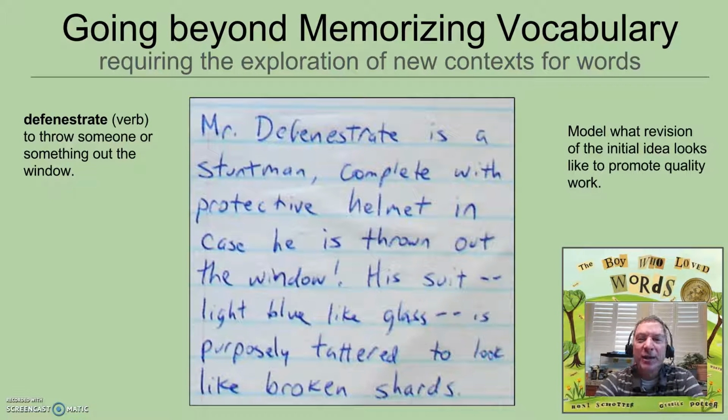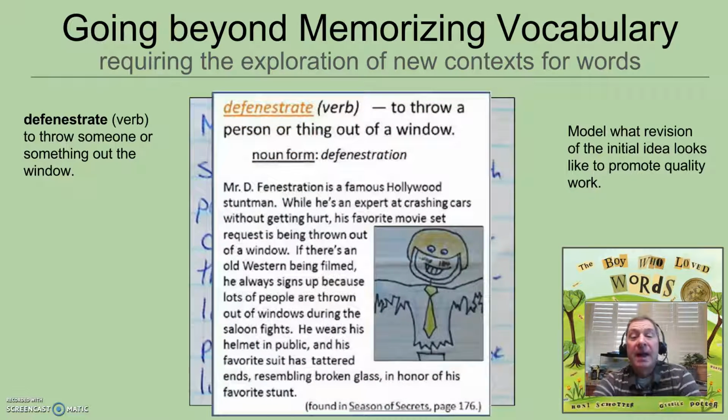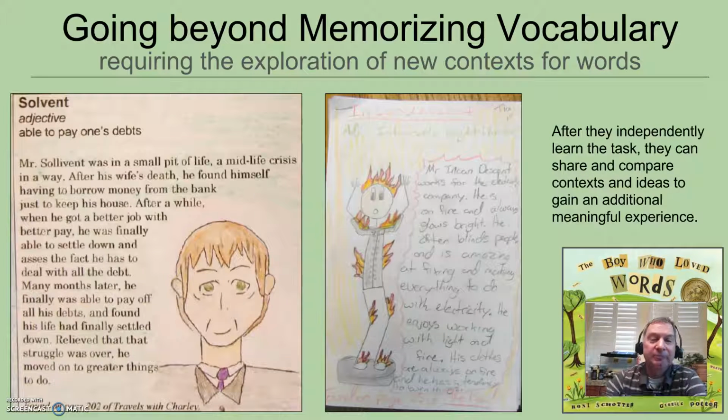I model. Defenestrate is one of my favorite words in English. It means to throw someone or something out the window, and so here's my rough draft of someone named Mr. Defenestrate. Here's my improved draft. You've got to model that if you want revision to happen. Here are some student samples. You can pause and take a look at them to see what students can do. When they're owning these vocabulary words, we do fewer than 10 words each week, but they learn them at a deeper level. And to me, that's a quality classroom. Less is more, as long as you're going deeper with that.